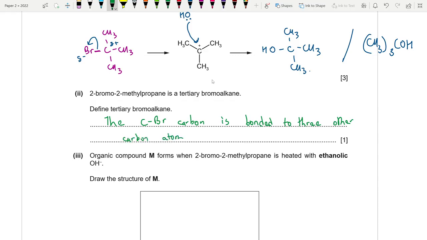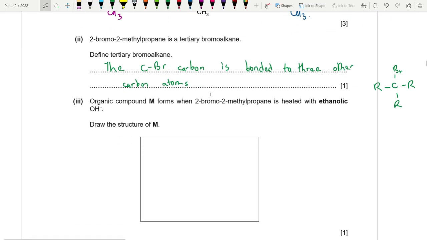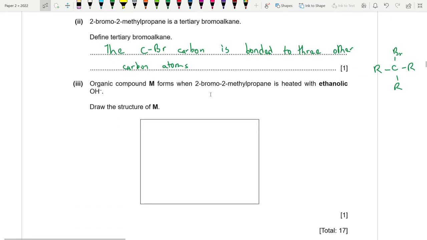Fine. So CBr, 1 carbon atom, another carbon atom, another carbon atom. Organic compound M forms when 2-bromo-2-methylpropane is heated with ethanoic acid. Okay. Draw the structure of M. Fine. Sorry, ethanolic OH minus. I just read ethanoic acid, my bad.